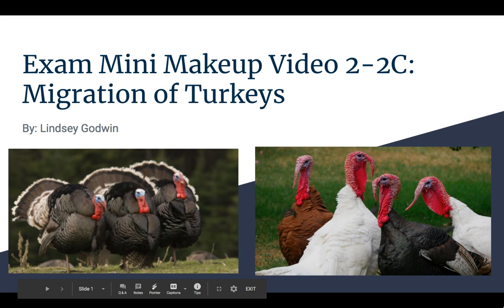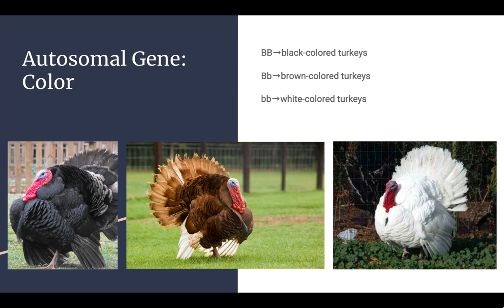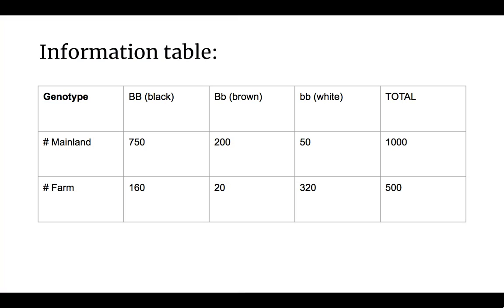I decided to do a migration of turkeys from the mainland to the farm. In this example, we will be looking at the autosomal gene of color within the population. The genotype Big B represents black-colored turkeys. The genotype Big B represents brown-colored turkeys. The genotype B represents white-colored turkeys. Here is my table containing the population values for both populations.